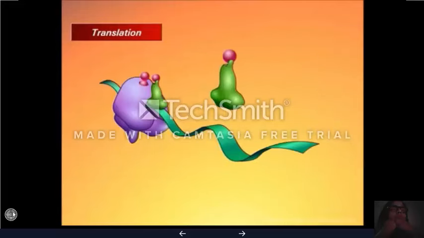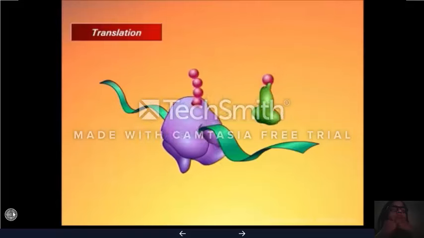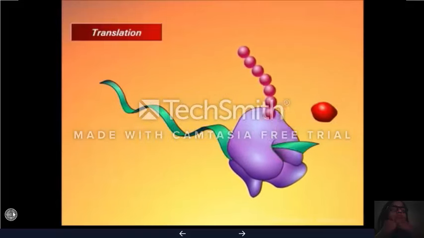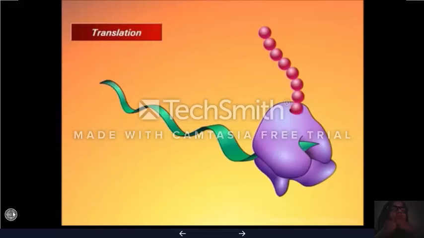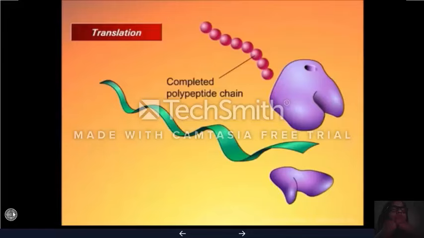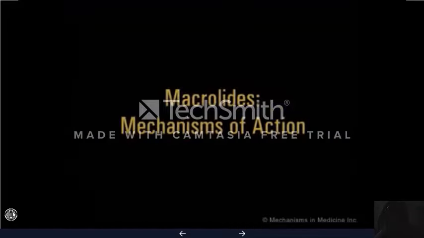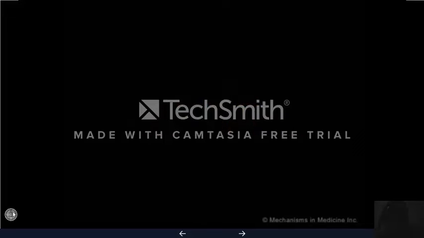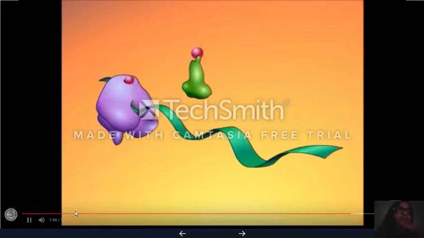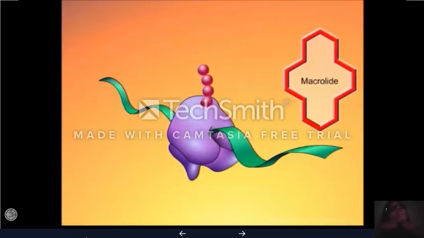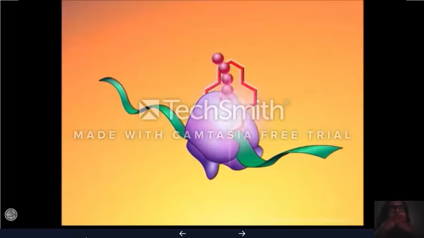The ribosome will continue to add amino acids to the growing polypeptide chain until it reaches a point along the mRNA that signals it to stop. At this point, it releases the finished protein molecule. Macrolide antibiotics, such as Azithromycin, act as inhibitors of protein synthesis by attaching to the 50S ribosomal subunit. As a result, they block the ability of the ribosome to synthesize the polypeptide chain.